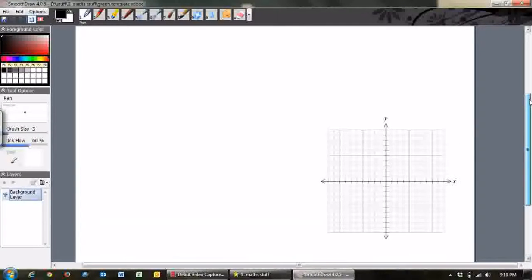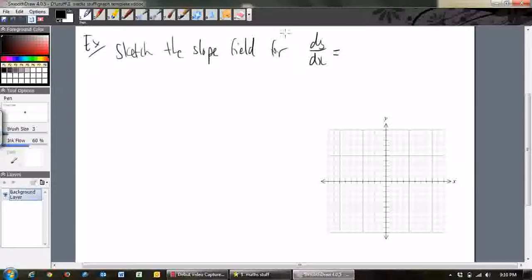So let's just do another example. If we want to sketch the slope field for dy/dx is equal to, how about x plus y? Let's have a look at that. At the moment we don't know how to integrate this, and so that's an example of one that would be interesting for us. So I'm just going to label some points on here: 1, 2, 3, 4. So every 2.